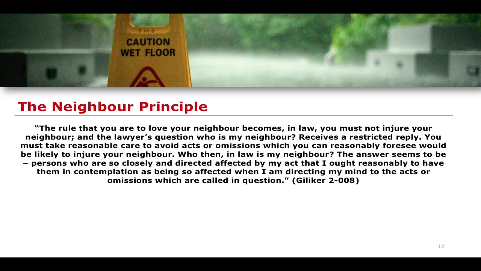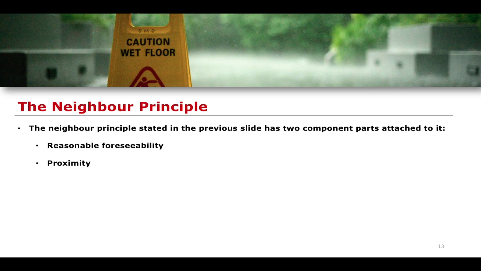The second part of this passage then asks the question, who is then the neighbor? Okay, so assuming we know who the neighbor is, we can apply reasonable foreseeability. But before that, if we don't know who the neighbor is, we have to think about who the neighbor may be. The answer, according to Lord Atkin here, seems to be persons who are so closely and directly affected by my act that I ought reasonably to have them in contemplation as being so affected when I'm directing my mind to the acts or omissions which are called into question. This, therefore, is the second element. This is the proximity element of the neighbor principle. Your neighbor is somebody who you are proximate to, who is so closely and directly affected by my act that they should be reasonably in the back of my mind when I'm thinking about the things that I'm doing. Okay, those two things establish reasonable foreseeability and the idea of proximity.